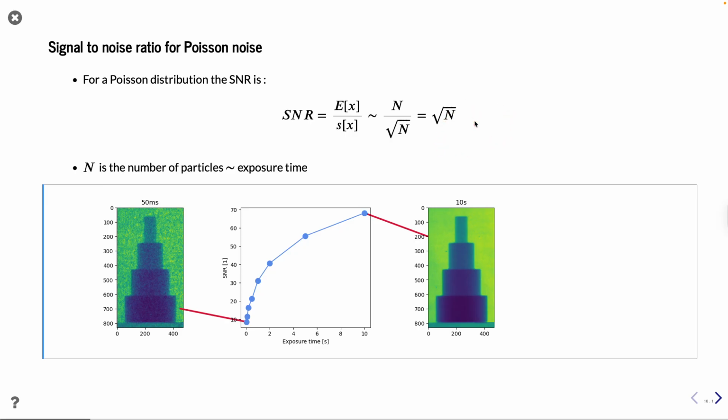And if we look at the reason for it, for the Poisson distribution the variance is the same as the average value. So if we have n events, that would be the average value, and then the variance would also be n, so the standard deviation is the square root of n. So in the end, the signal-to-noise relation is essentially following the square root of n.